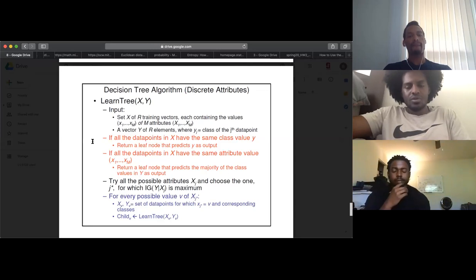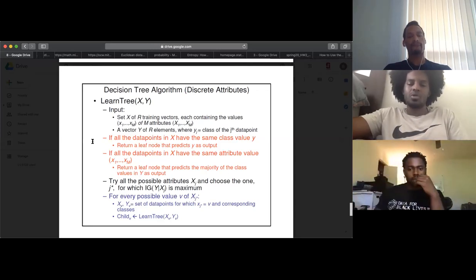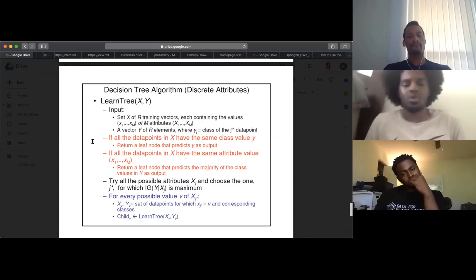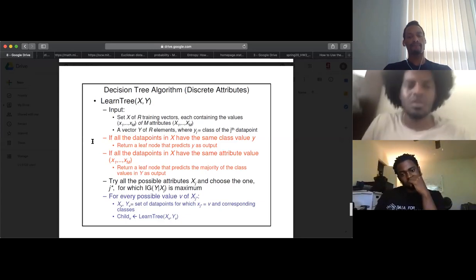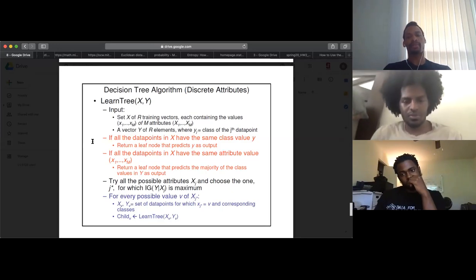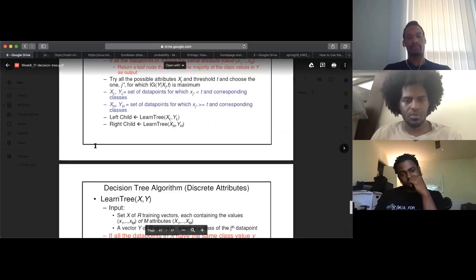Again, this also allows you to have an output, a class that is based on the majority. So I'm trying to figure out why you stopped. Can you go back up to the threshold thing again?